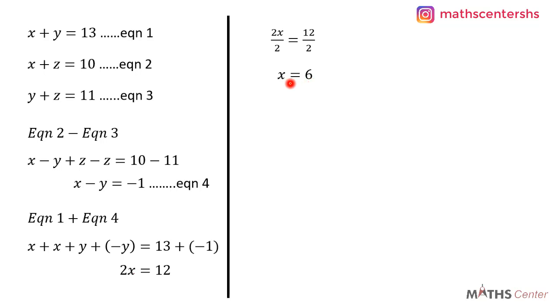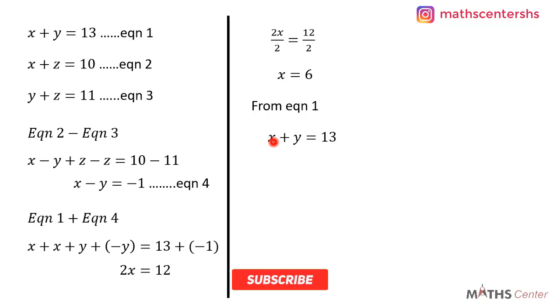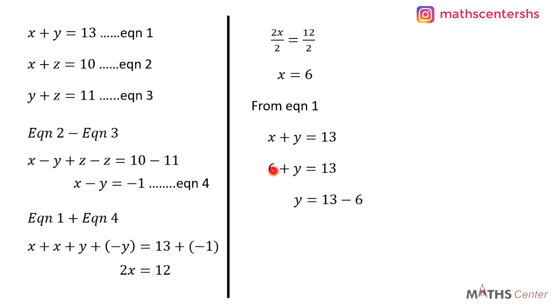We can substitute this into any of the equations to get any of the other variables. Let's take equation 1. From equation 1, we know that x plus y is equal to 13. But we have just found out that x is 6. So we can replace x with 6. When we do that, we are going to have 6 plus y is equal to 13. I'll take 6 from the left hand side and send it over to the right hand side. And that will give us y is equal to 13 minus 6. 13 minus 6 is 7. So I have the value of x to be 6 and the value of y to be 7.